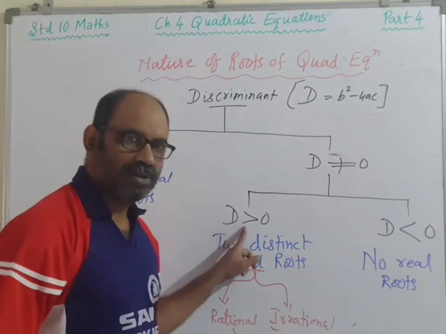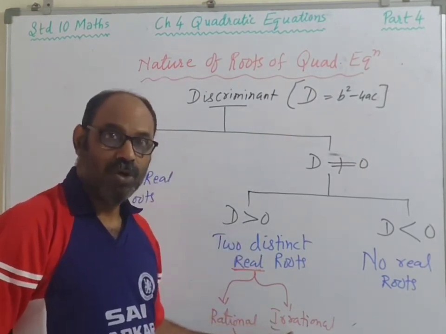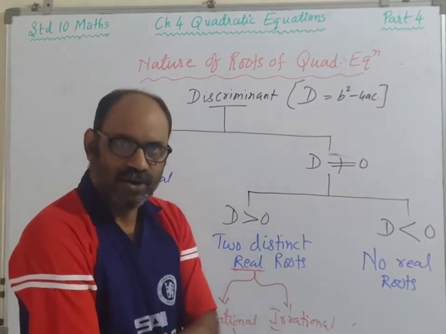If the discriminant is positive and the roots are irrational, then you cannot factorize. And if it is factorizable, the factorization will happen, don't worry.